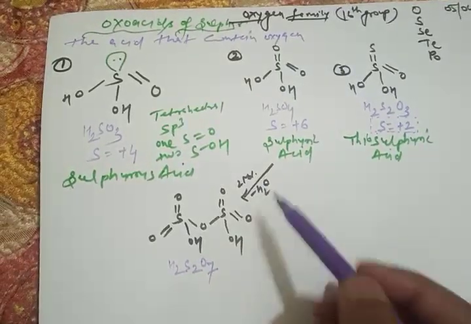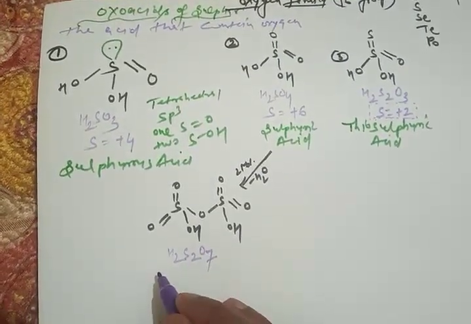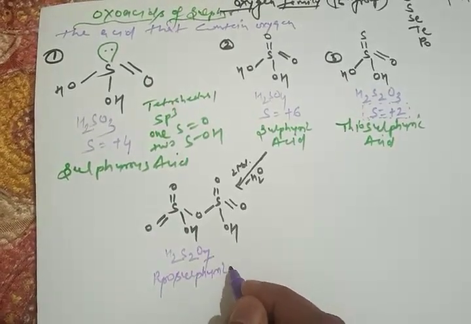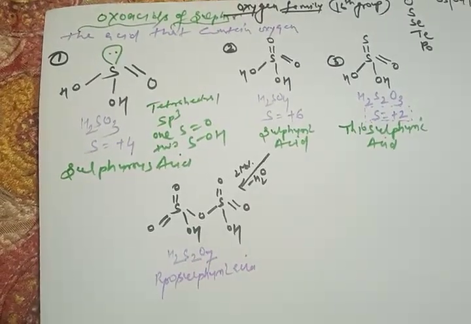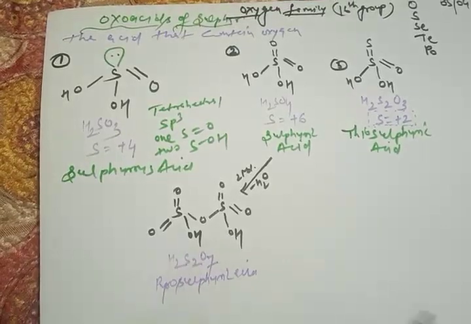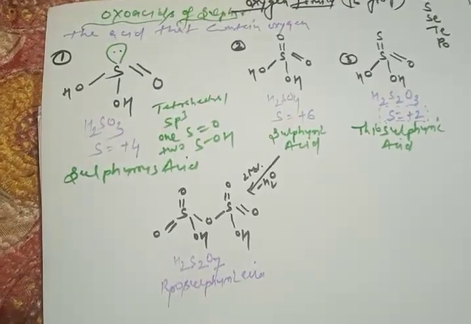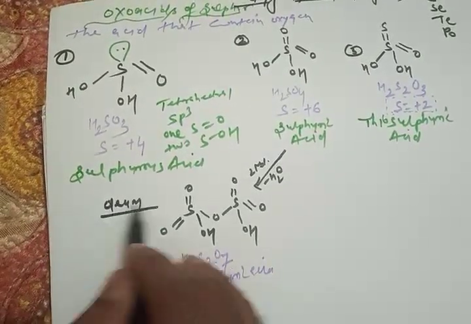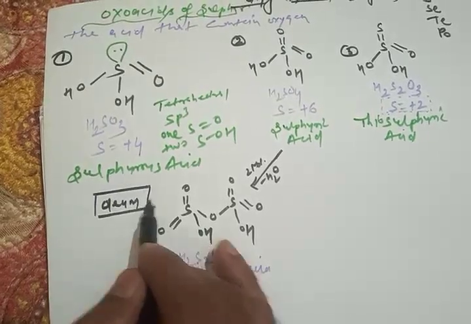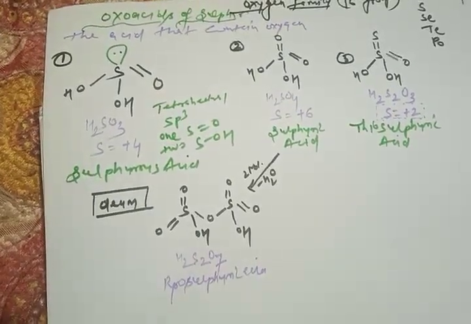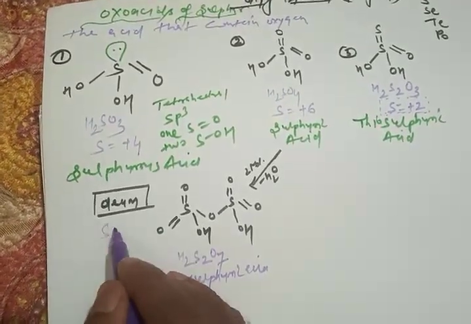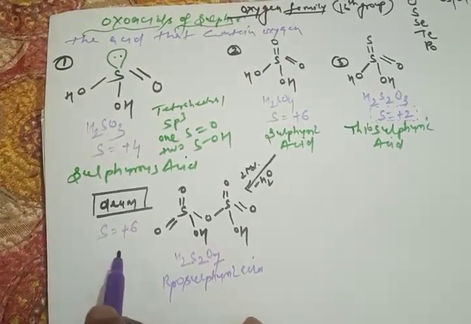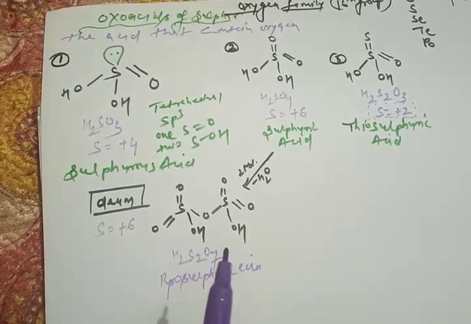The name of this compound: two molecules with removal of water will give pyro. Just remember the previous video. Pyrosulfuric acid, and another name of this is oleum. Point to be noted, oleum, OLEUM. Oleum is another name of pyrosulfuric acid, and here sulfur is in the +6 oxidation state.